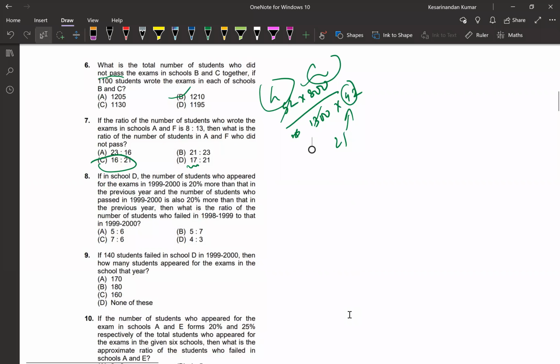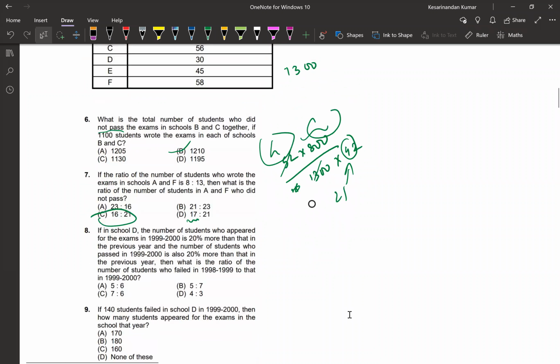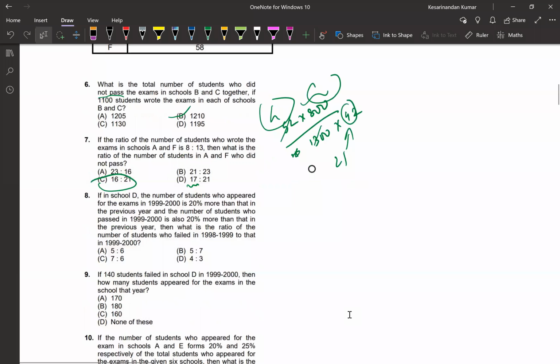Ninth one. If 140 students failed in school D, then how many students appeared in the exam? This is very easy. So 30% passed, 70% failed. If 70% is 140, then a total of 200 were present. None of these. Got it, everyone? Okay, great. This was the easiest.